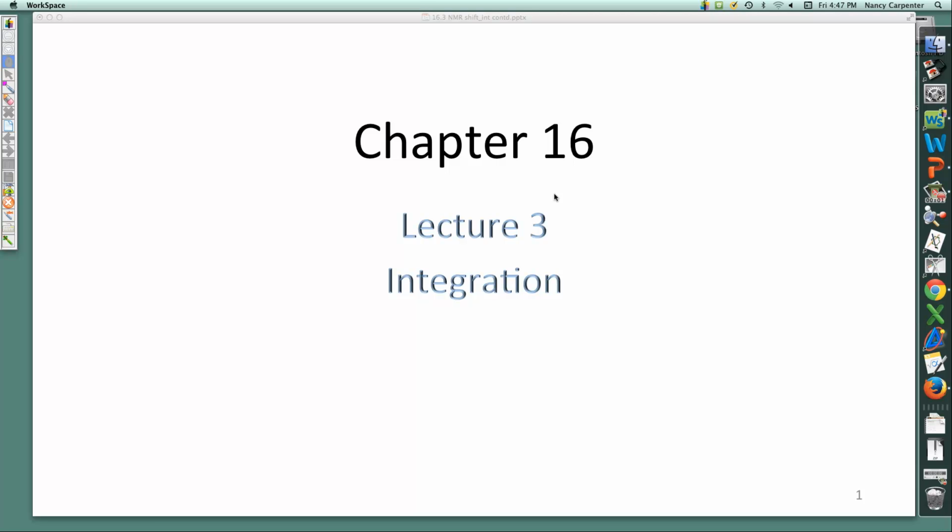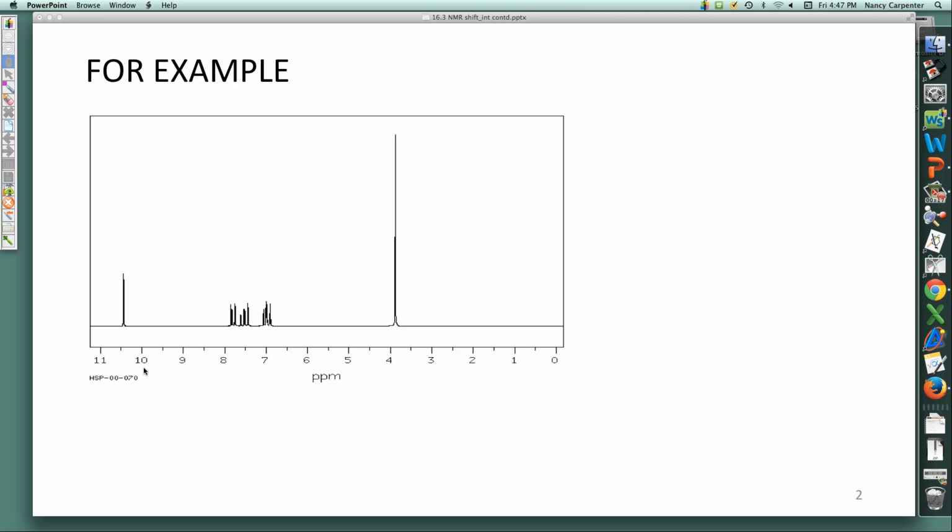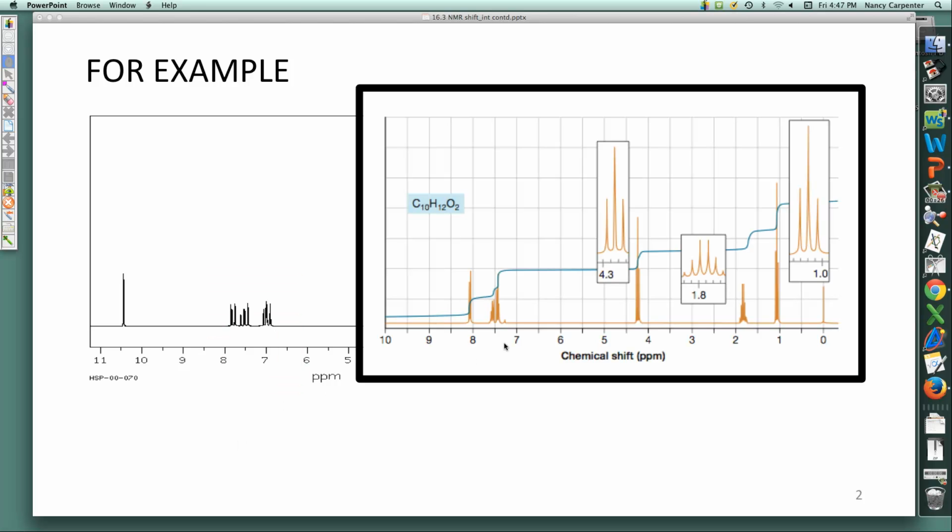Okay, this is going to be a little bitty baby mini lecture, basically on integration. I'm just going to pick up where we left off from the previous mini lecture, which really looked at the chemical shift in a little bit more gory detail. We were just talking about how these are bells and whistles for the aromatic ring.